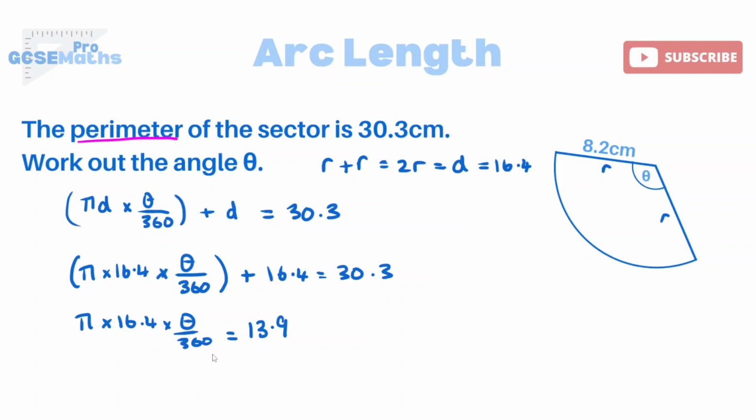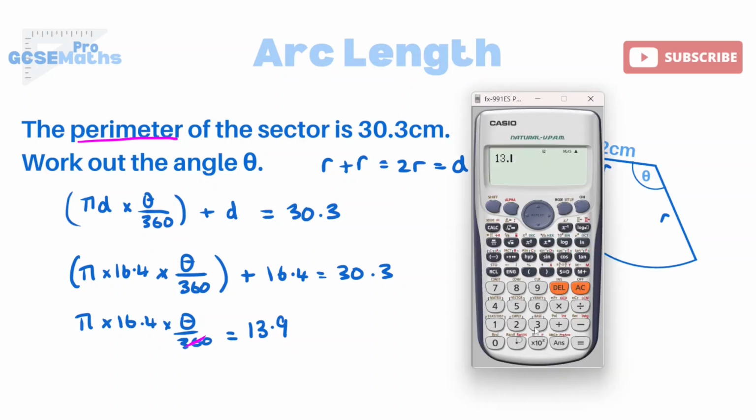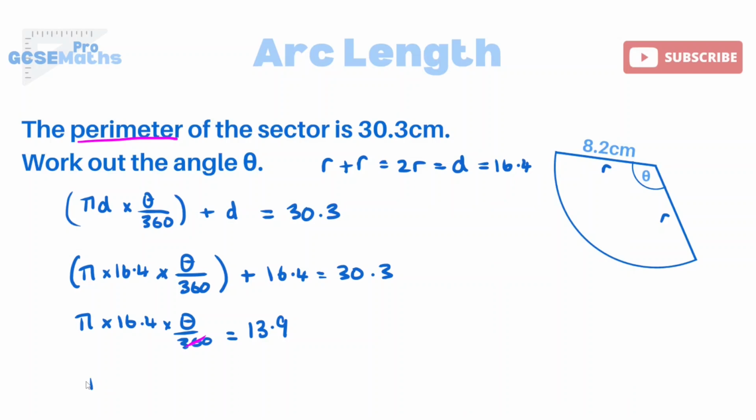times both sides by 360. Because all of this is already multiplied together, I don't need to worry about the left side, it will just cancel out. But I obviously need to times the right hand side by 360. So 13.9 times 360 gives me 5004. So I've got effectively pi times 16.4 times theta equals 5004.